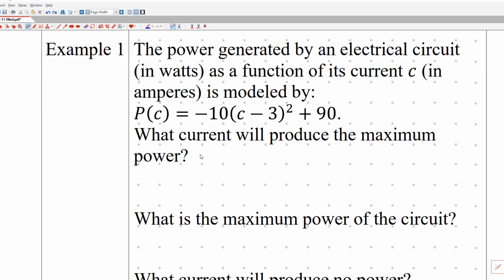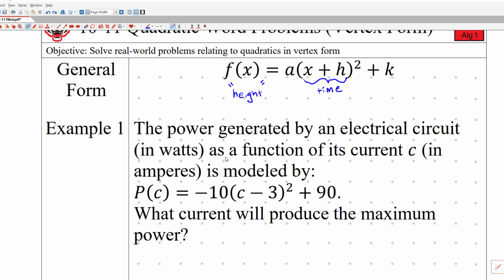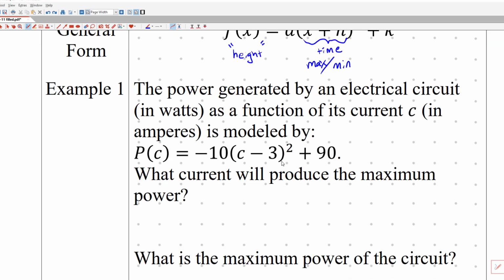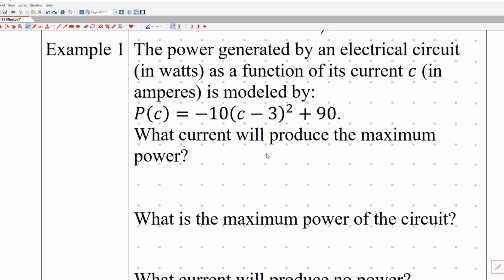So generally speaking, if you ever have a max or a minimum, it's talking about your vertex. Again, your vertex is given by the opposite of whatever this h is. So it's going to happen in this case at the opposite of -3. So it's going to happen at 3. But why? So the answer is c is equal to 3. This happens because the maximum happens at the vertex. The maximum or minimum will always happen at the vertex for these types of problems.